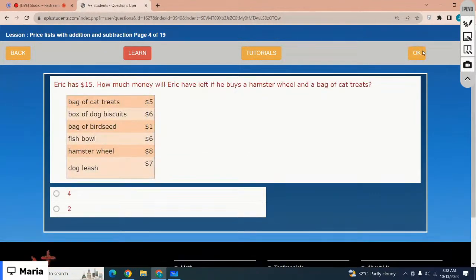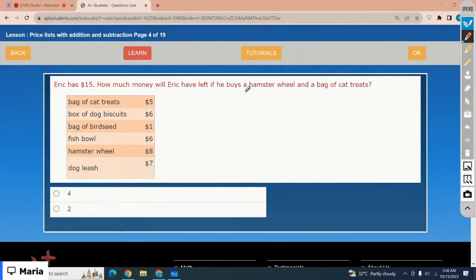Eric has $15. How much money will Eric have left if he buys a hamster wheel and a bag of cat treats? Okay, where is the hamster wheel? The hamster wheel is $8 and the bag of cat treats is $5. So 8 plus 5 is 13. He has $15. So how much money does he have left?